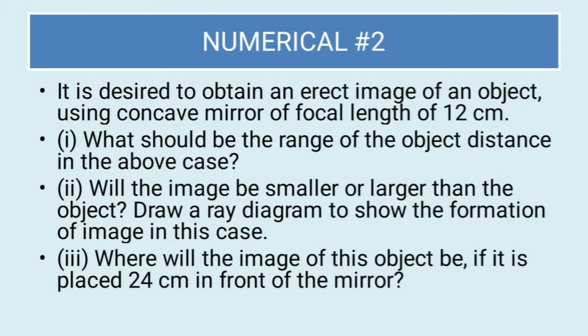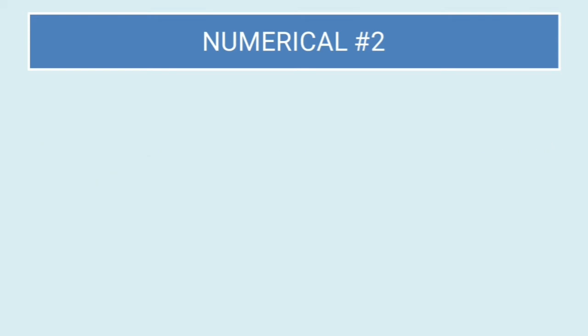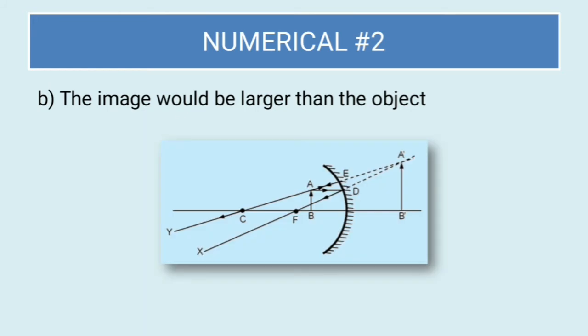Then the B part of the question was, what was the B part? Let us see again. Will the image be smaller or larger? And draw the ray diagram to show the formation of the image in this case. In such cases, generally the image is enlarged. It is bigger than the object. As you can see here, this is an object and this is an image. This is a virtual image because it is behind the mirror. And obviously it is larger.